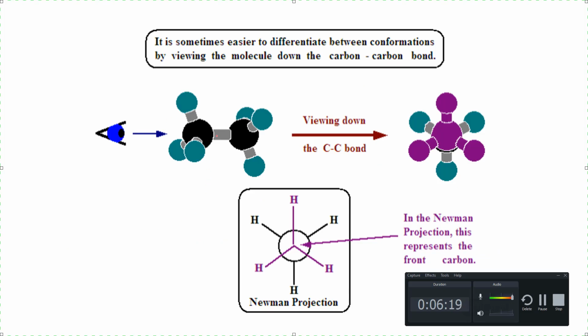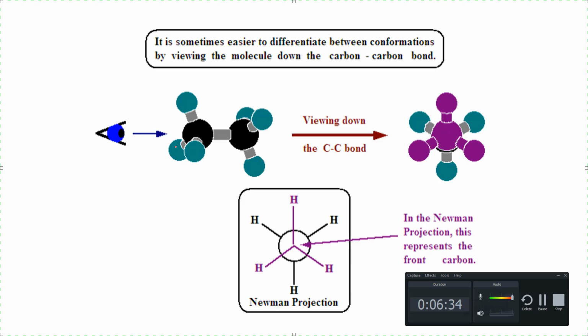So this is just a little bit different view, showing the front carbon in this purple color and the other carbon in the back. Now, we don't have to draw a ball and stick. Instead, what we do is we draw a Newman projection so that it looks like this.